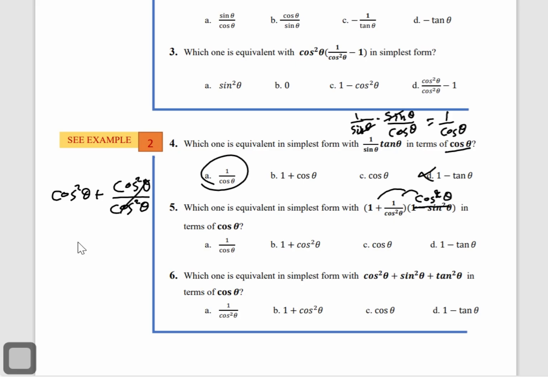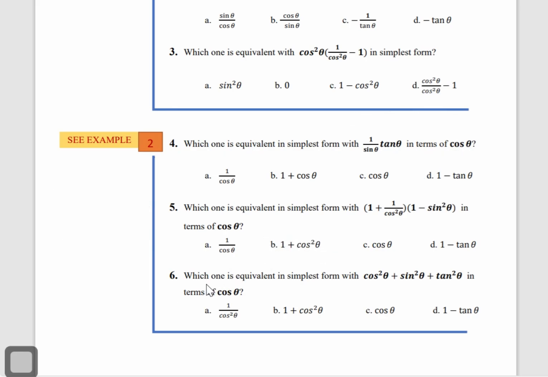These two will cancel. It will be cosine square theta minus plus 1, so it will be 1 plus cosine square theta. For exercise number 6, this one, cosine square plus sine square, it will be 1 according to the rule. So it will be 1 plus tan square theta.